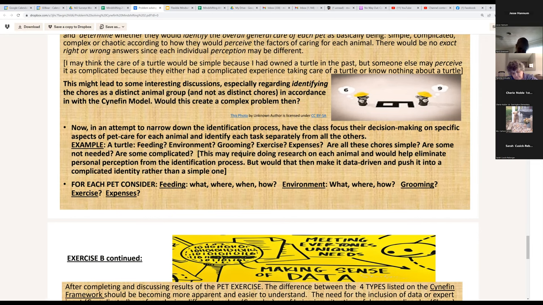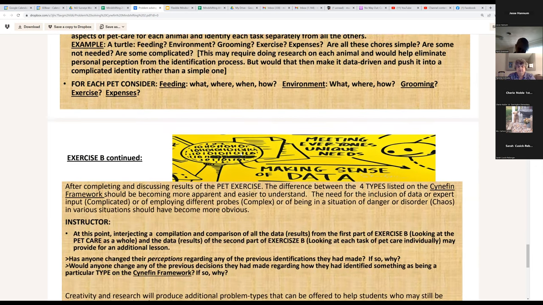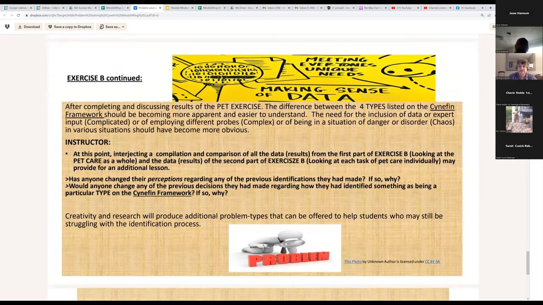Environment, what kind of environment are you going to give a rhinoceros? Grooming, how are you going to groom a rhinoceros or a monkey? The exercise and the expenses. So take each of these separately and then fit them into one of those four situation types. And then on the next page, to be continued.